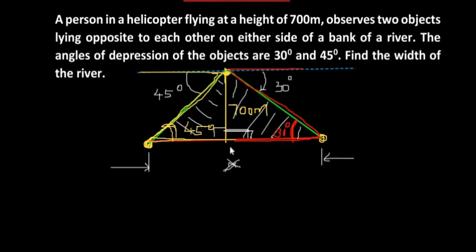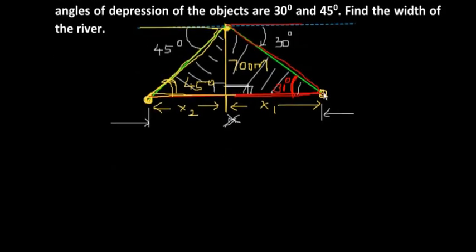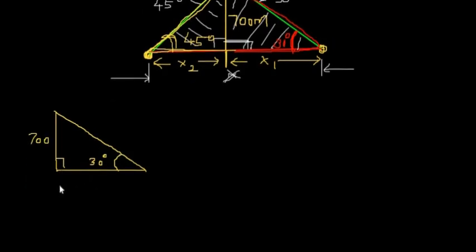Now let me do one thing. I'm going to break this as two triangles. Let me take this side as x1 and let me take this side as x2 and solve them separately. I will take the first triangle over here and redraw it. So this is a right angle triangle and this is the angle they have given as 30 degrees, and this is the height 700, and we have to find out x1. This is what we need to find out.